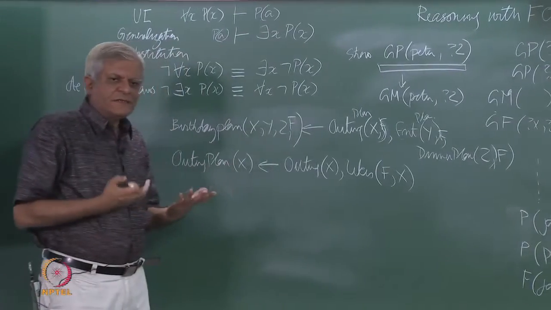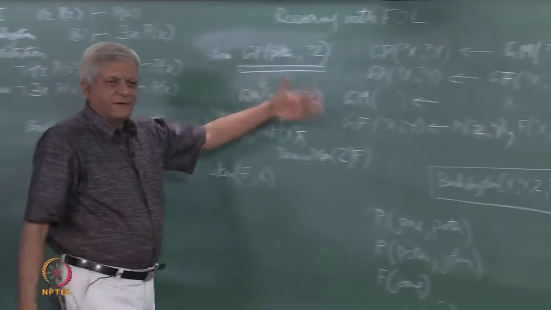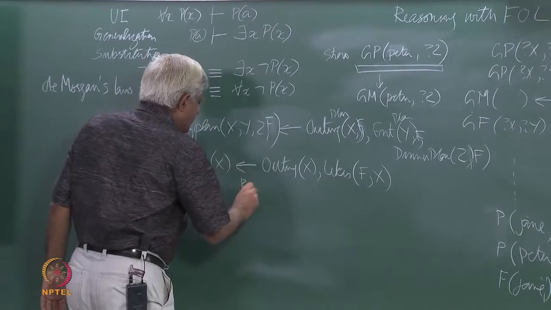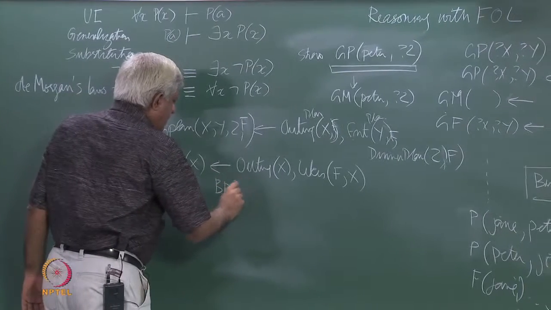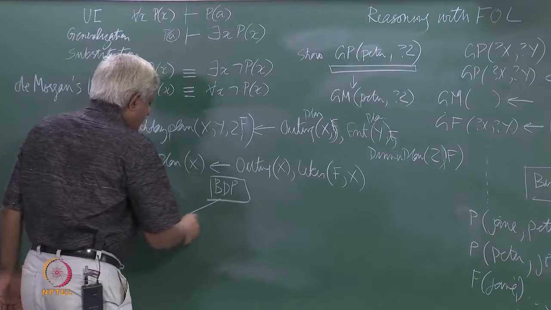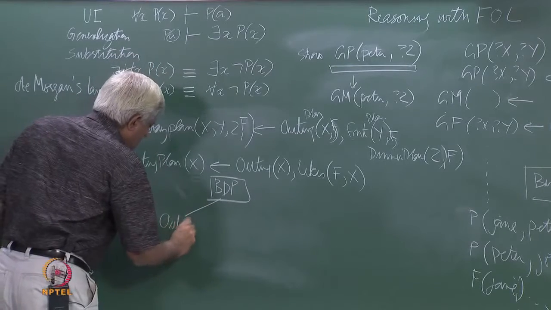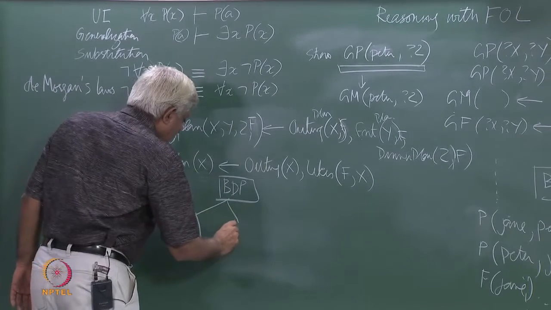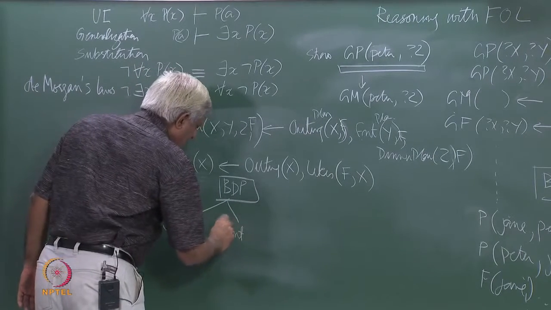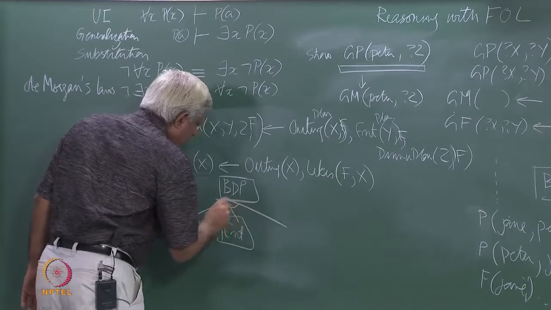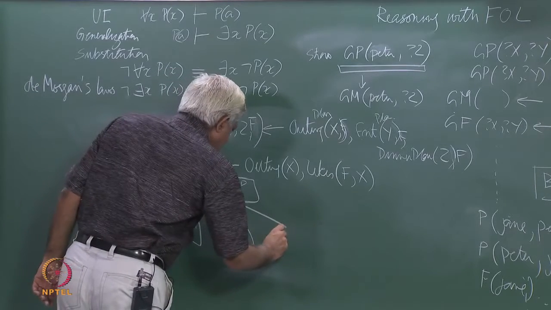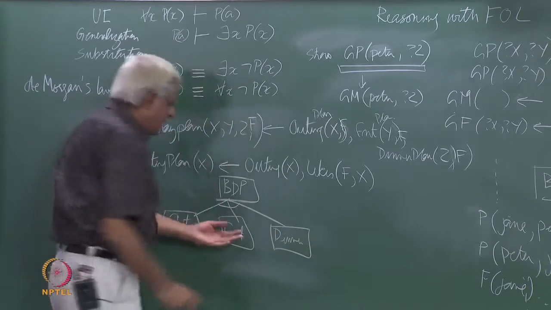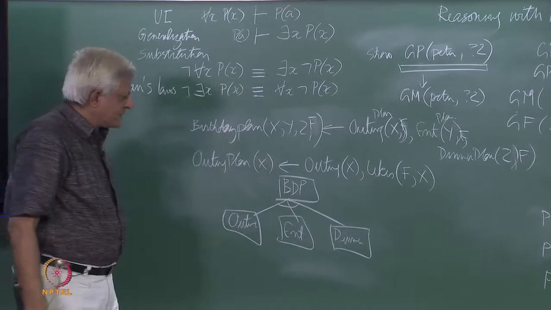What backward chaining will do is exactly the same thing that we did here earlier. So this is birthday plan, then it tries to find an outing and entertainment and dinner, or maybe in terms of entertainment we had said movie in the last class, so it does not matter.